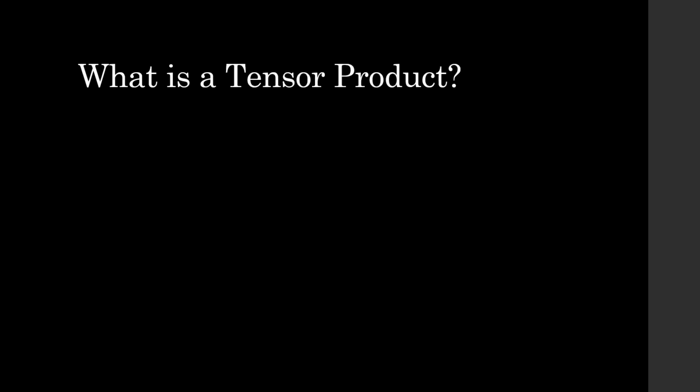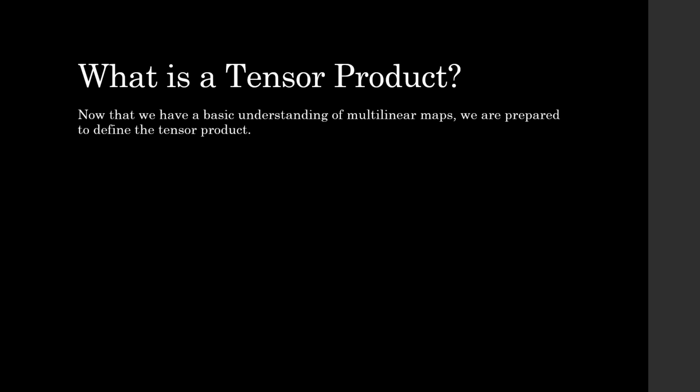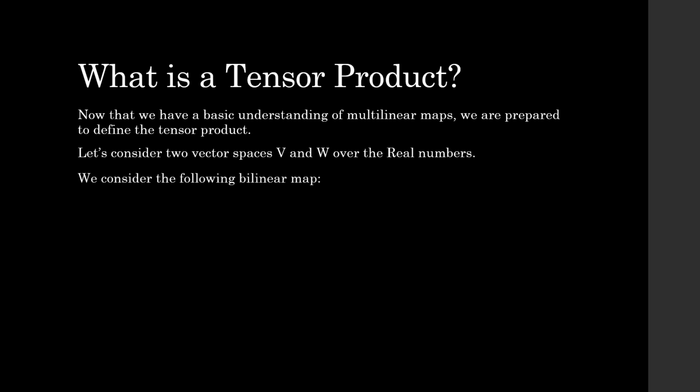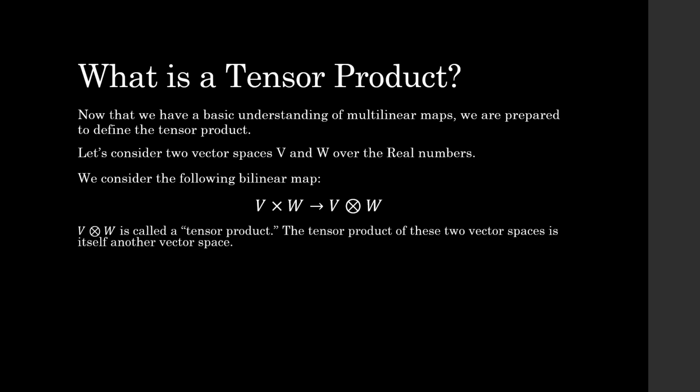So what exactly is a tensor product? We have a basic understanding of multilinear maps, at least as much as we need to move forward in this series. So we're prepared to go ahead and define the tensor product itself. We'll consider two vector spaces, V and W, over the reals. Let's go ahead and look at the following bilinear map. So the product of the vector spaces V and W maps to the tensor product V tensor W. V tensor W, as I just mentioned, is called a tensor product. The tensor product of these two vector spaces is itself another vector space.